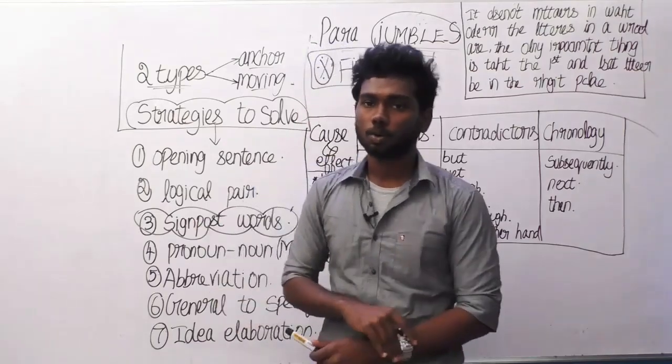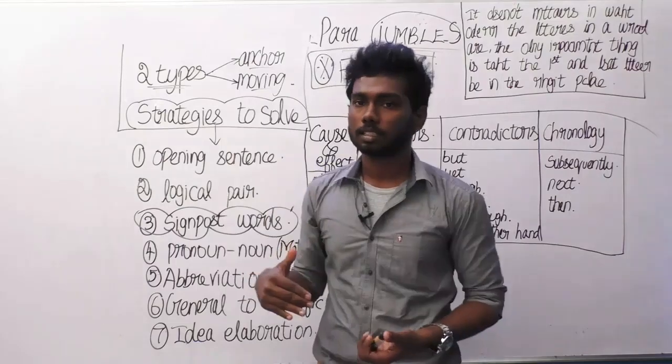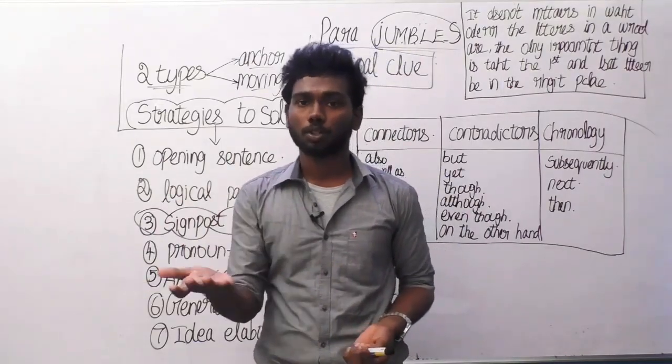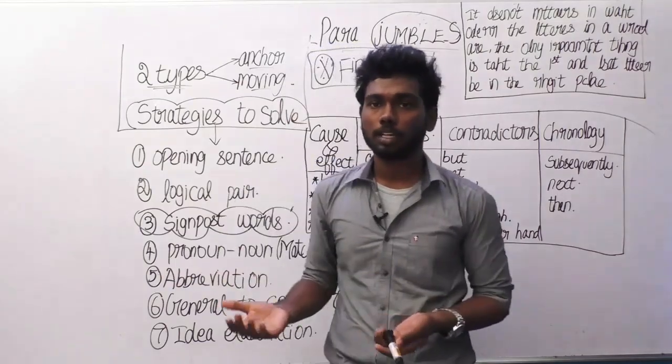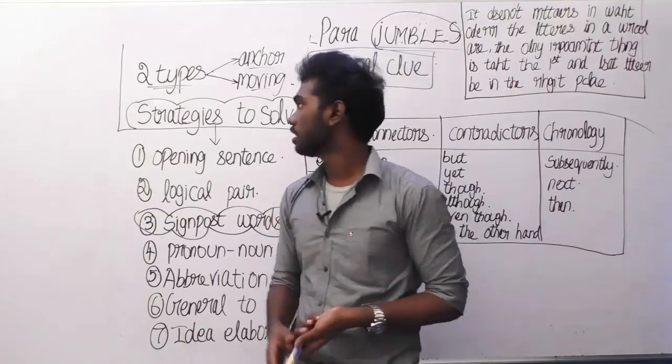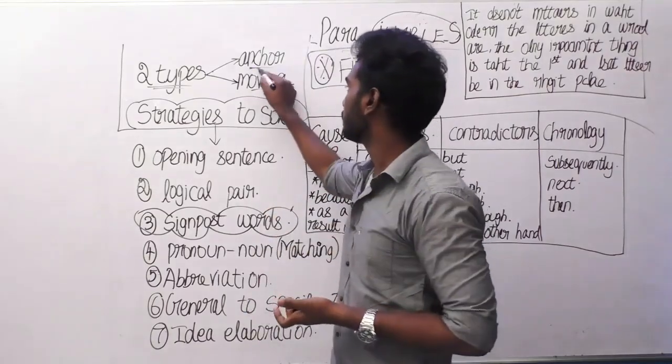So that is a clue. You need not change the first and last sentences. If those types of questions are asked, it will be very easy for you to solve, because you are going to solve only the remaining 3 to 4 sentences which are rearranged. So that is called anchored jumble.